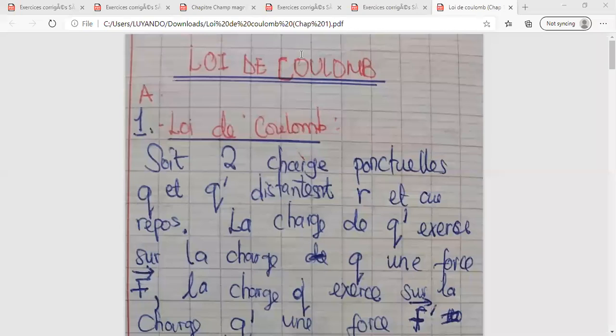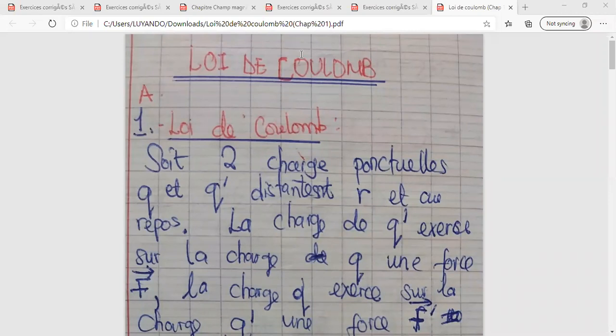The Coulomb law is simply a law that helps us calculate the quantity of charge passing through a specific area, a given surface, or a given volume. Coulomb law allows us to quantify the amount of force between two stationary charged particles. It can be positively charged particles, it can be negatively charged particles.